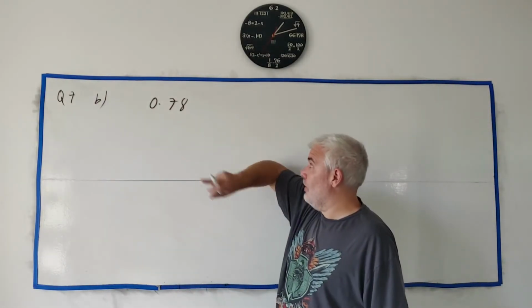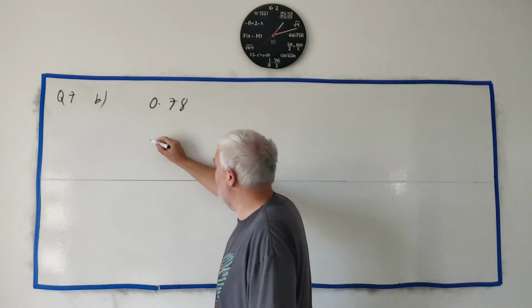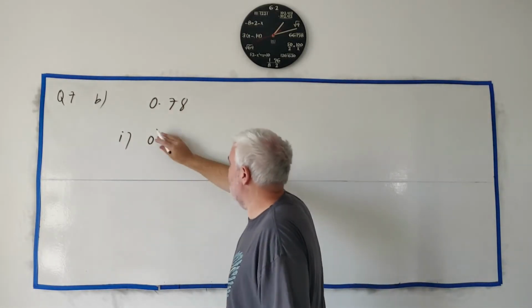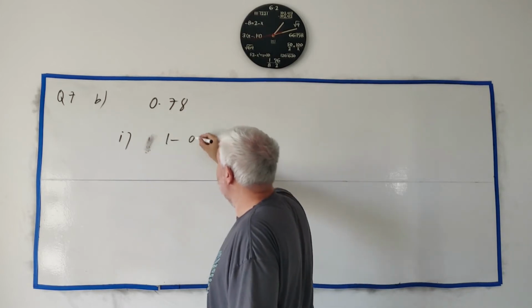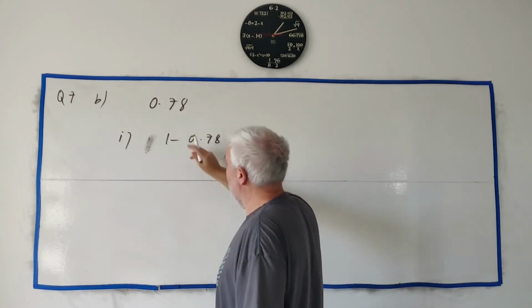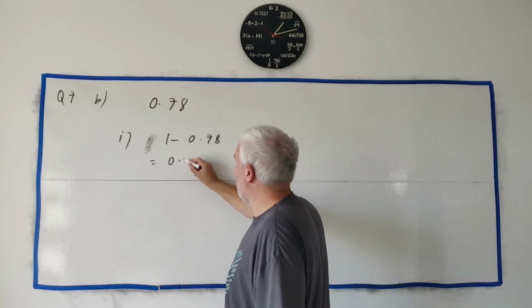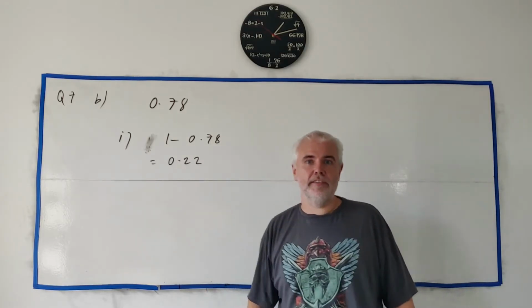Well, if the probability of her winning is this, the probability of her losing, and the answer to B part 1, is just, well, let me write slowly, 1 minus 0.78. Take that away from 1. Do it on your calculator if you have to. It's 0.22 is the answer.